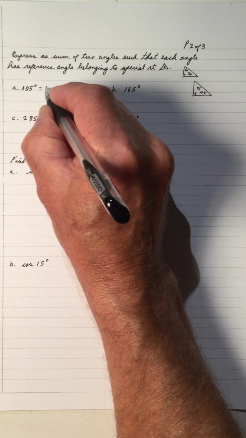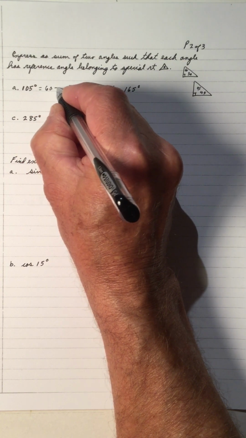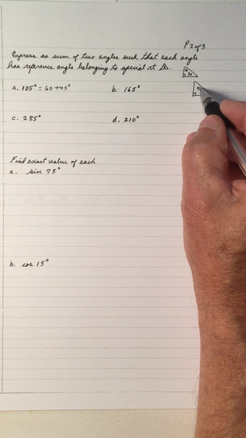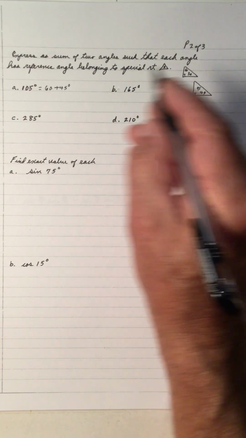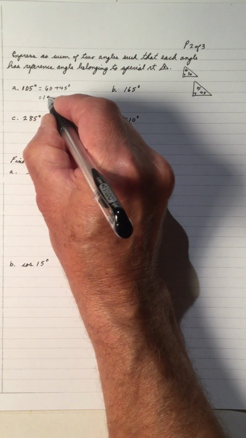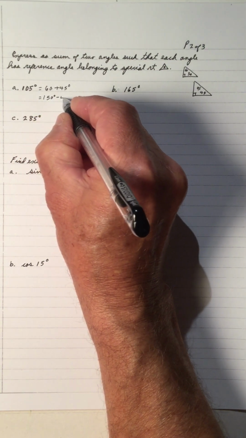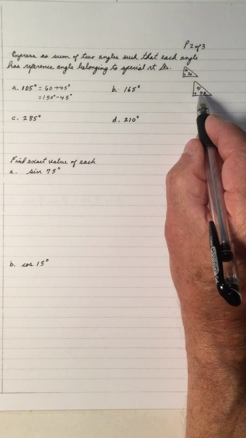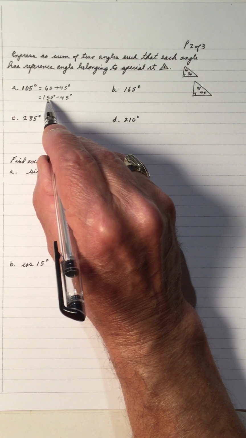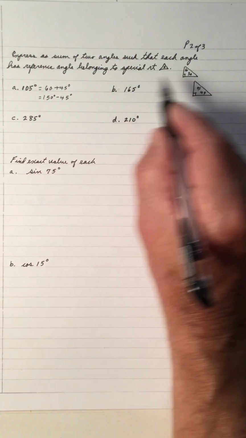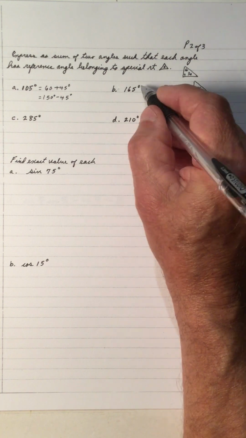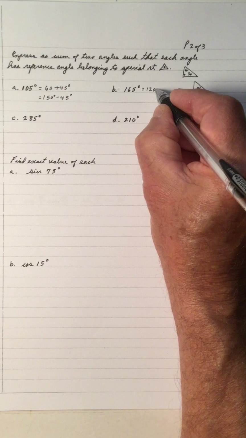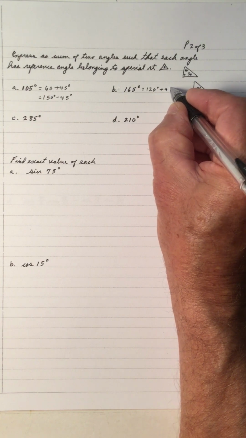105 could be 60 plus 45. And 60 is right here and 45 here in the special right triangles. We could also do 150 minus 45, and that will give you 105. 45 is special, and 150 is in the second quadrant with a reference angle of 30. Now, how about 165? 165 could be 120 plus 45.